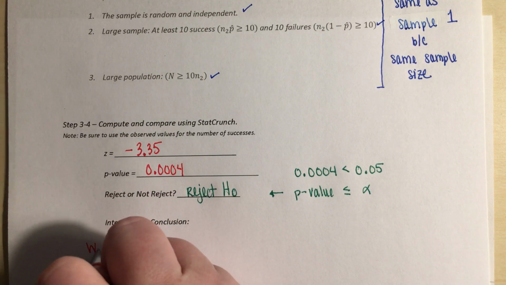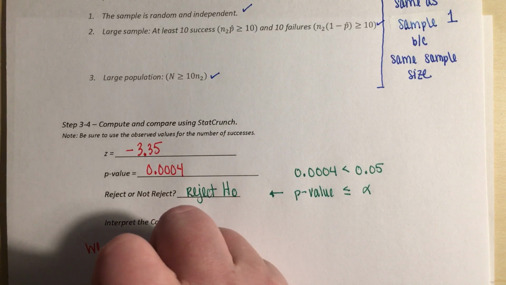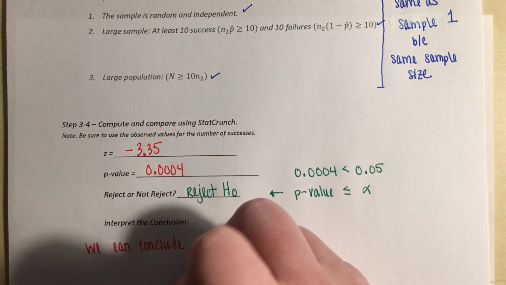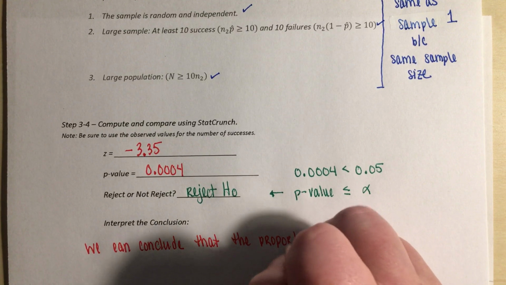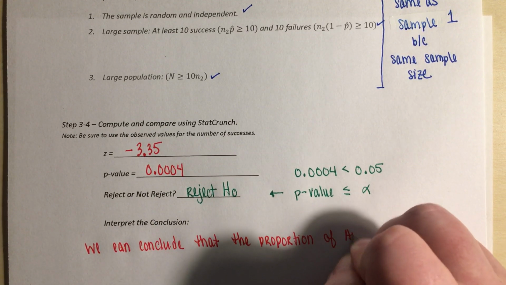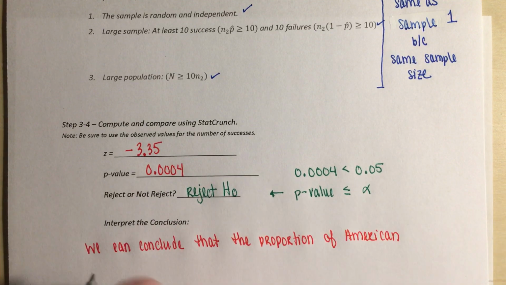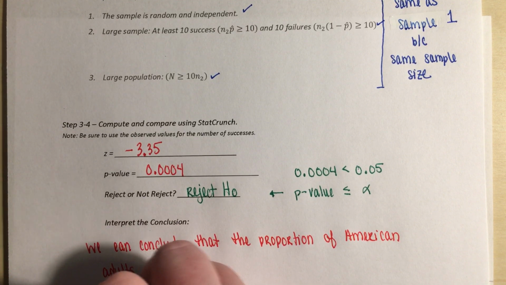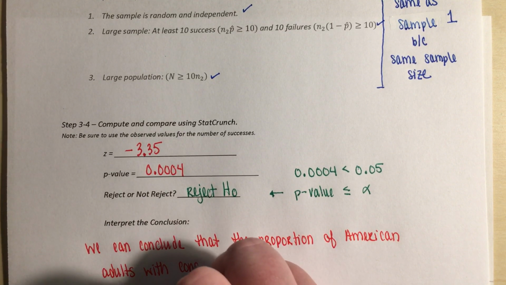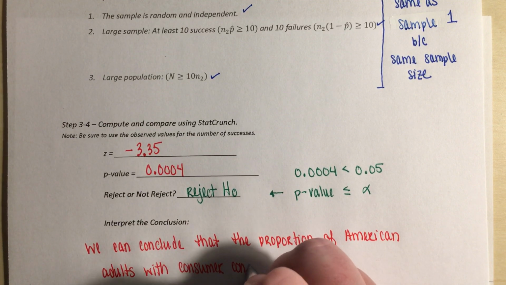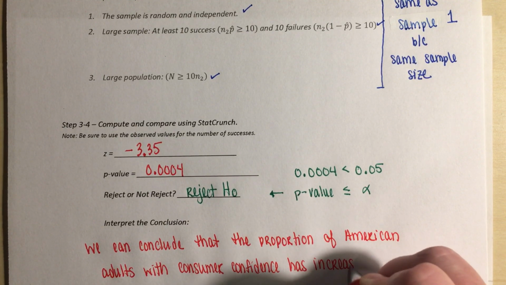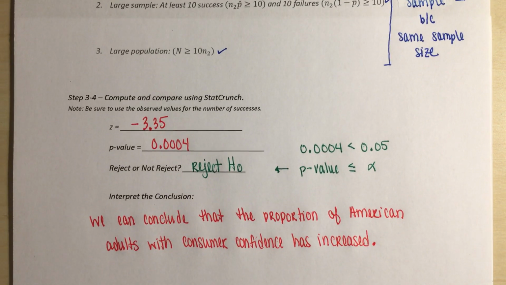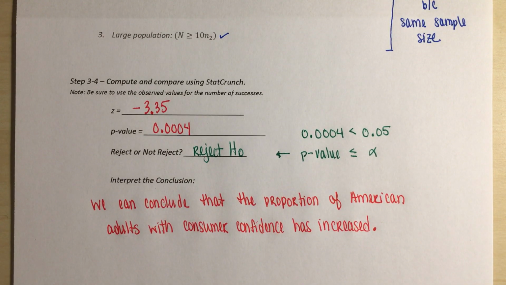So our conclusion: we can conclude that the proportion of American adults with consumer confidence has increased. All right, so that's going to wrap up section 8.4, where we're using our hypothesis test to compare two different proportions.